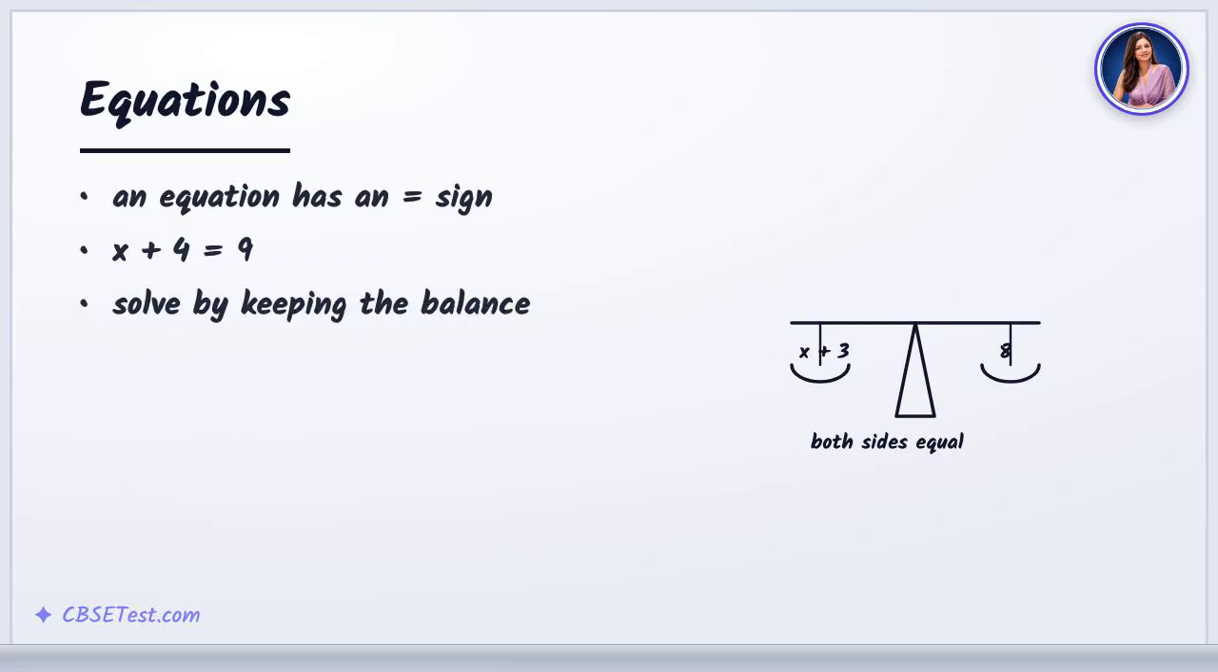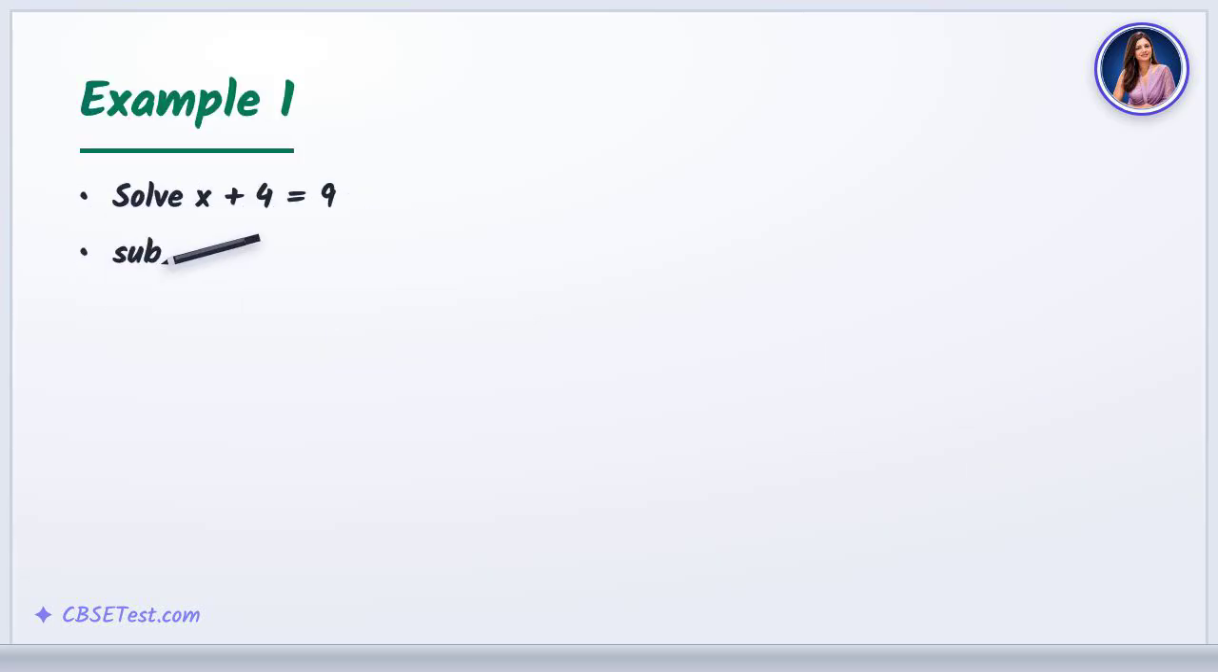We solve it by keeping both sides balanced. Solve x plus 4 equals 9. Subtract 4 from both sides to keep the balance, leaving x equals 5.